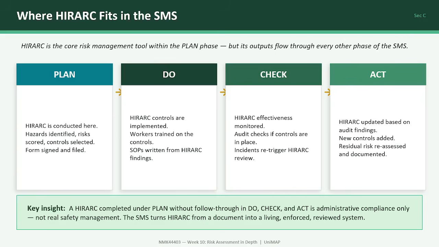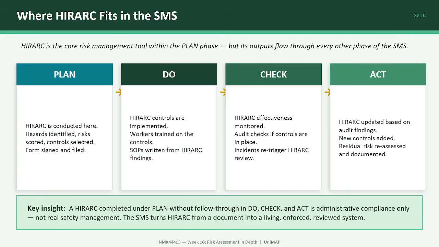If an incident occurs, investigators check whether the HIRARC correctly identified the hazard, whether the recommended control was implemented, and whether it was maintained. A near miss triggers a HIRARC review. In the ACT phase, HIRARC forms are updated based on what check found. New equipment, new chemicals, new processes, changes to worker numbers, or shift patterns all trigger a HIRARC update. Management signs off on the updated forms.